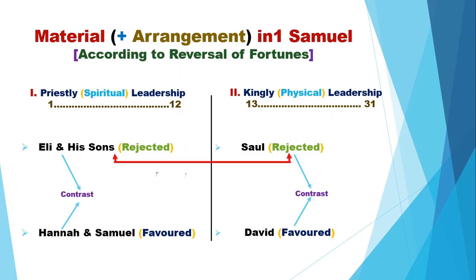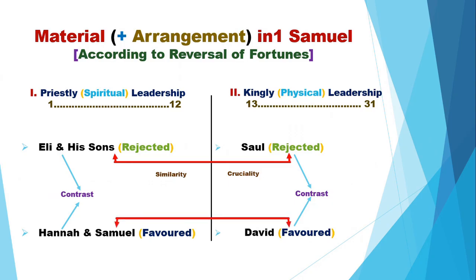So that arrow is simply indicating the similarities in the characters. There's a similarity between Eli and his sons and Saul, that both of these characters are rejected by God. Okay. Another similarity, or another pattern you can observe, is the pattern of cruciality. They started off doing well, but then the trajectory was going down. They did not end well. Okay, so we have cruciality there.